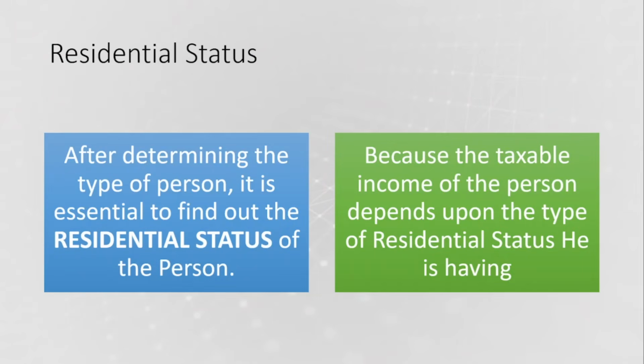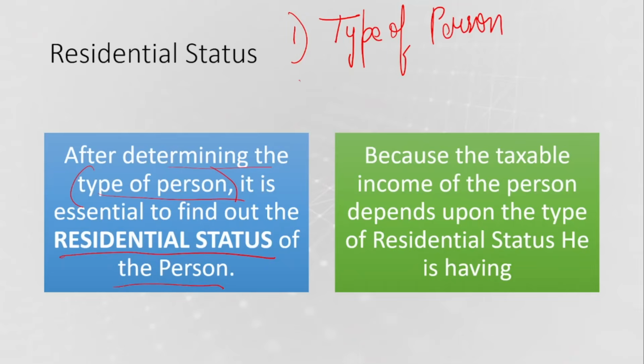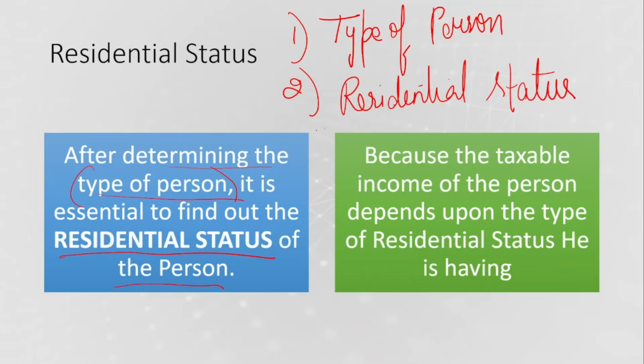So first is residential status. After determining the type of person, so we have 7 types of person: individual, Hindu undivided family, a firm, company, artificial juridical person, etc. I have done that in the last videos. So after we find out which type of person it is, the next step is to find out the residential status of the person. First we will find out the type of person. The second one is we need to find out the residential status of the person.